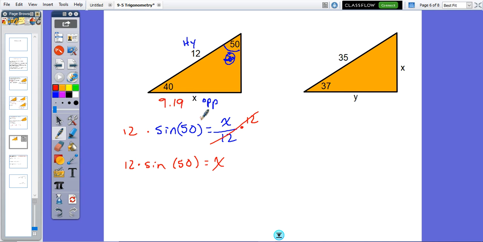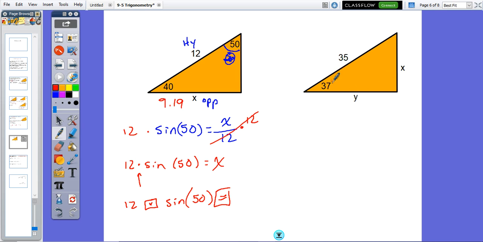If you're using this on an Android or iPhone, you should be able to plug it in just like that. So make sure you put the times button. It'll be 12, hit the little X button, and then sine. It'll automatically pop up with parentheses and plug in your 50, and then hit enter. And it should give you the answer right there. All right, so take a moment, pause, and do this on your own.